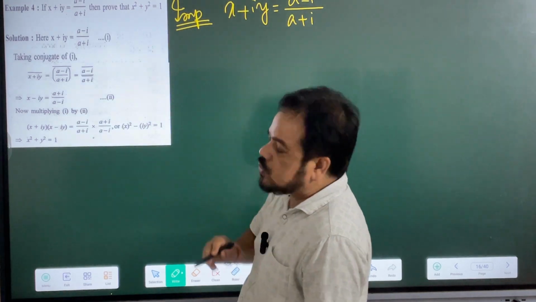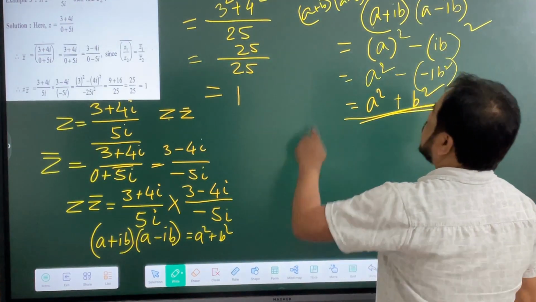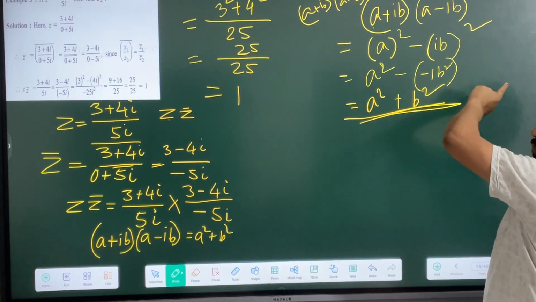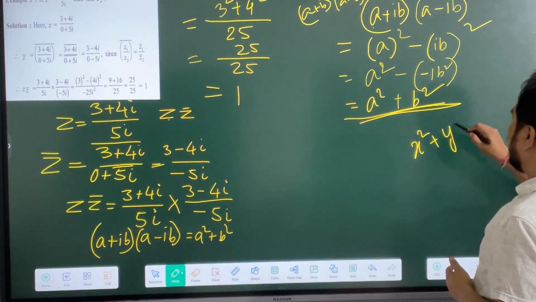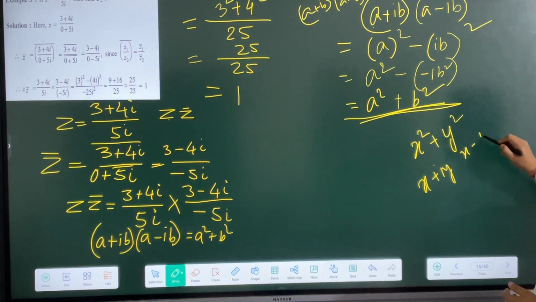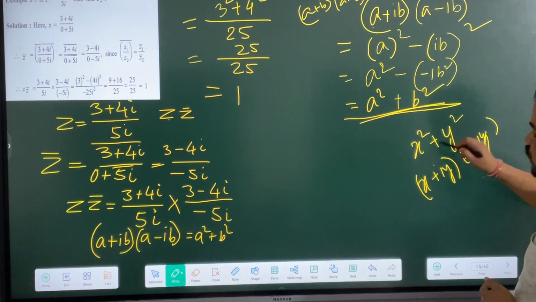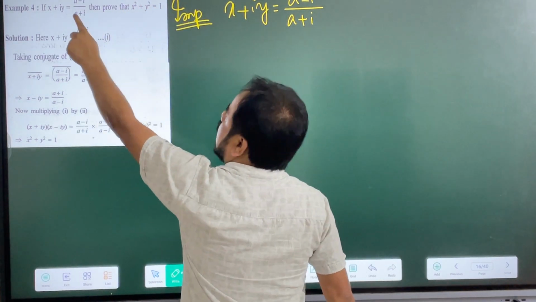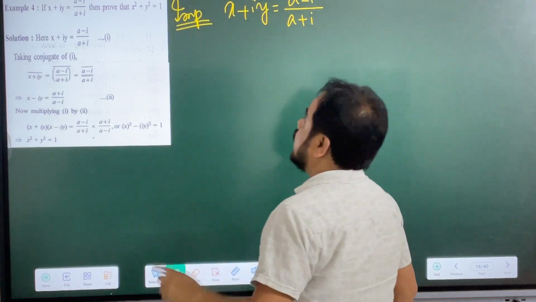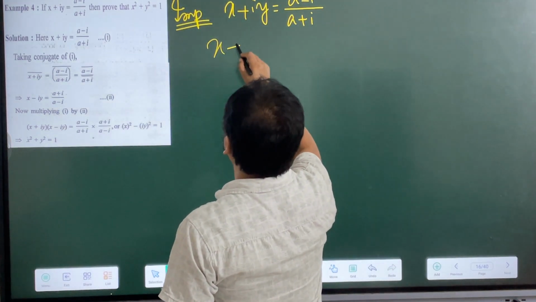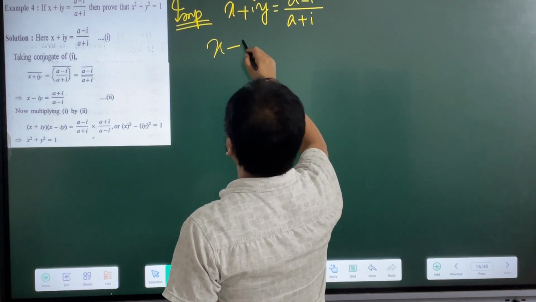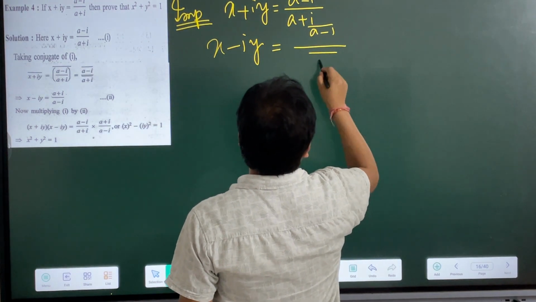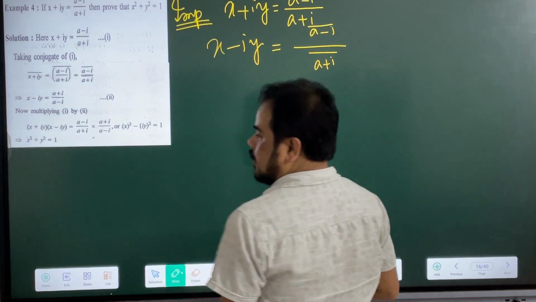So when do we get x square plus y square? Just now I have explained. When we get a square plus b square, when we multiply a plus ib into a minus ib, we will get x square plus y square when we multiply x plus iy and x minus iy. Then only we will get x square plus y square. So if x plus iy is a minus i by a plus i, and x minus iy, then a plus i by a minus i, already explained.